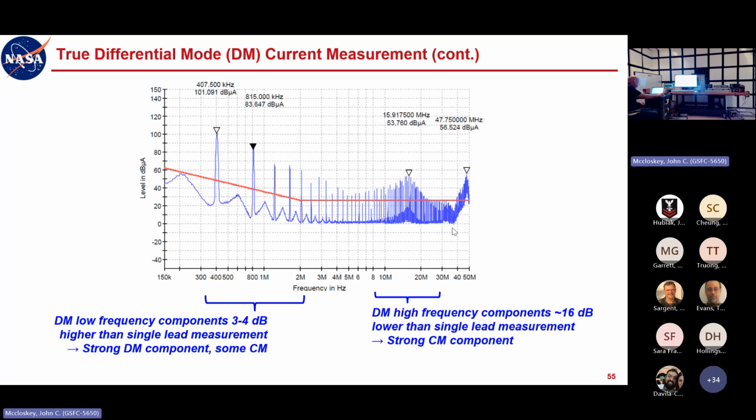Now, when we look at this high frequency fuzz here, the stuff around 15 megahertz, the true differential mode measurement shows those levels about 16 dB lower than the single lead measurement. So we still have a fair amount of differential mode here. It's above the limit, but that tells us that we should have a very strong common mode component as well. All right, just all different ways of really scrutinizing these results and making some sense out of what you're seeing. Otherwise, it's just a bunch of lines on a graph.